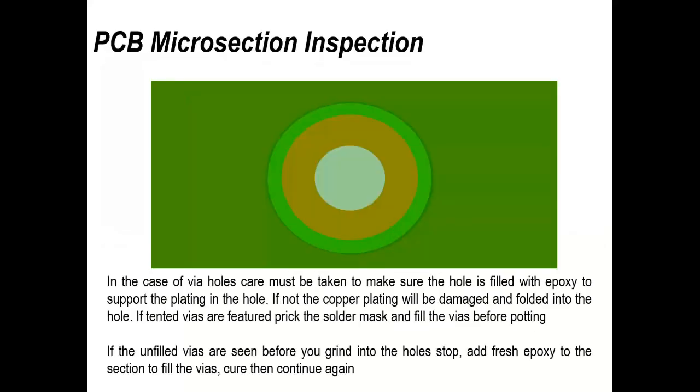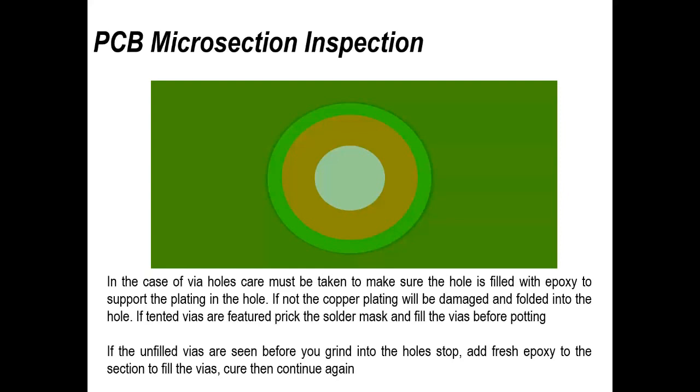So, just to clarify, here's our microsection, and just one thing while I'm mentioning it: if you are going to do microsections on via holes, where the through via is capped with solder mask, etc., it's important to break the solder mask. So I would normally always just take a pin and prick the solder mask to make sure the epoxy resin I'm going to introduce is going to go into that via.